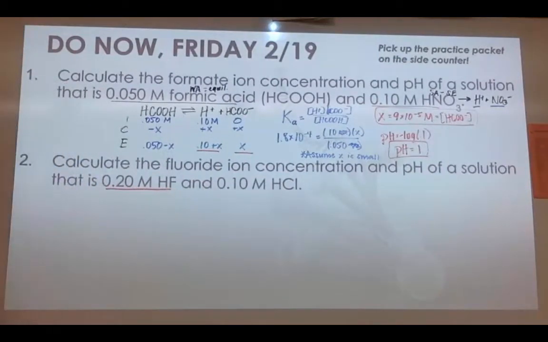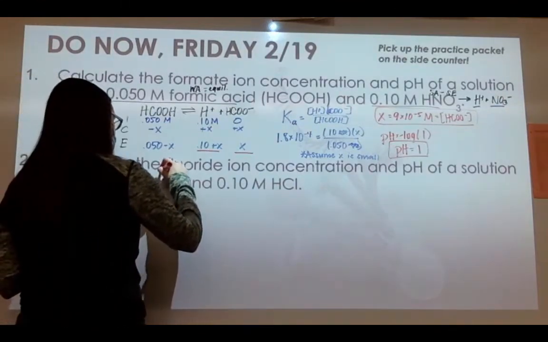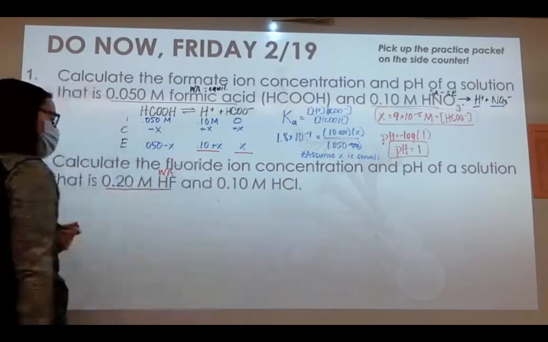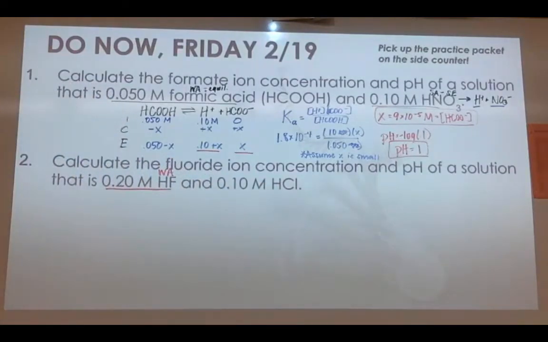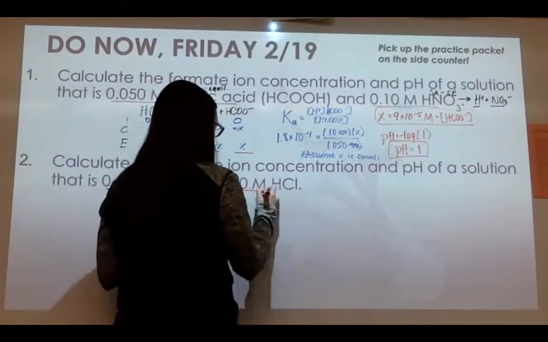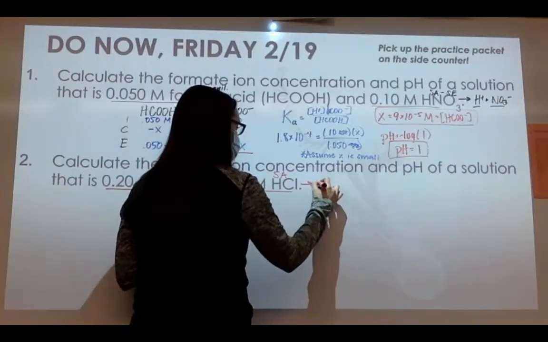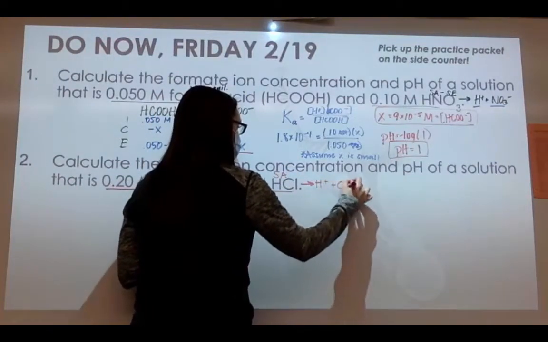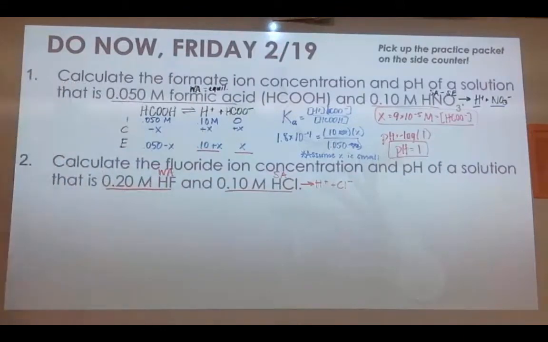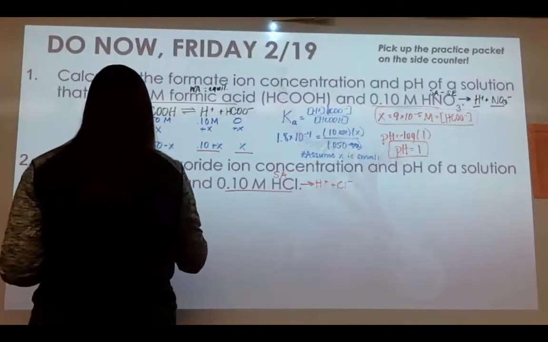This is what people miss the most. Is HF a strong acid? No. HF is a weak acid. A lot of people will look at this and say, well, I have 2 strong acids. No, we don't. HF is weak. HCl is strong, which means when I put HCl into water, it breaks apart into H plus and Cl minus. But because HF is the weak acid, that's what's going to exist at equilibrium.